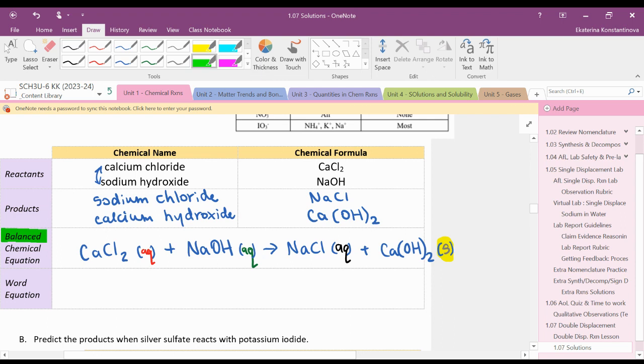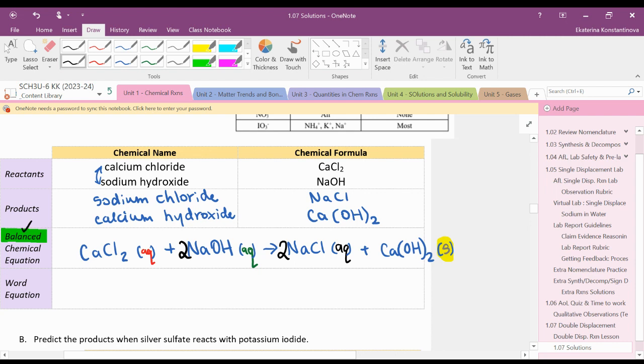Well, we have one calcium here, one calcium on the product side. We have 2 chlorine, so we need to put a 2 there. Sorry, we have 2 chlorine and we have 2 chlorine. So you're going to put a 2 there, which makes us have 2 sodium. So I have to put a 2 there. And now we have 2 hydroxides on both sides. So yes, now we're balanced.